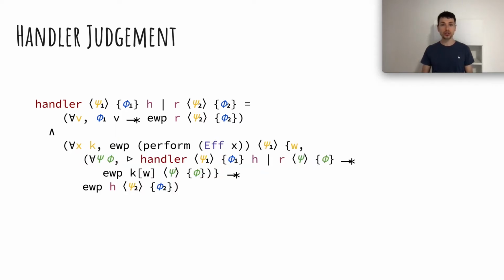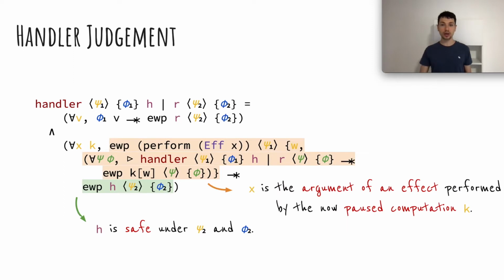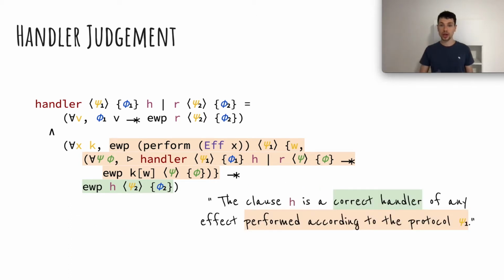For the handler branch, it's a little bit more complicated, but let's study it by parts. We see that it ends with the specification of the handler branch, saying that it's safe to execute, and we have a hypothesis which basically means that X is a valid argument of an effect performed under the protocol psi1, and K is a valid representation of the computation that performed that effect. So together, it basically reads as: the clause H is a correct handler of any effect performed according to the protocol psi1.